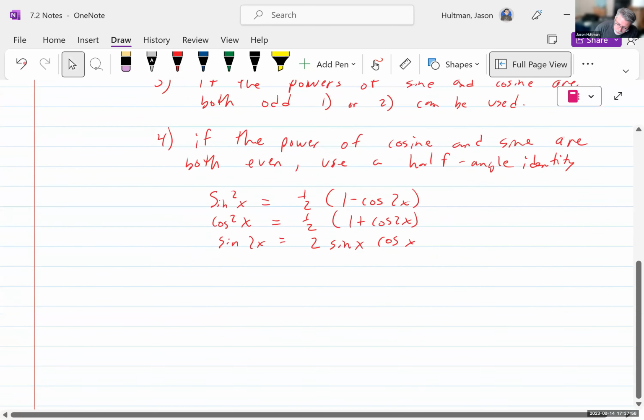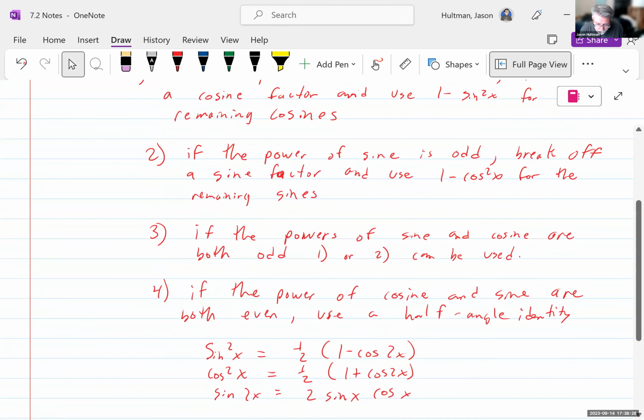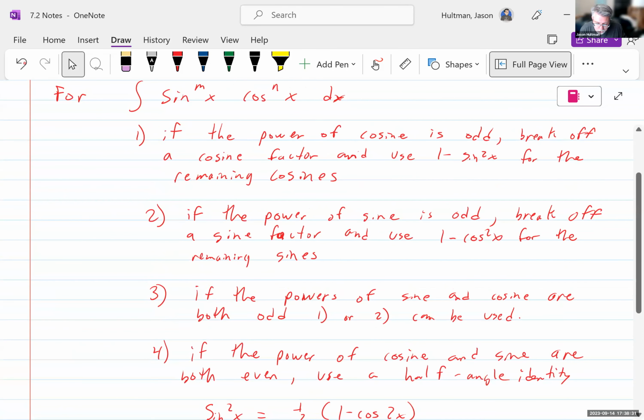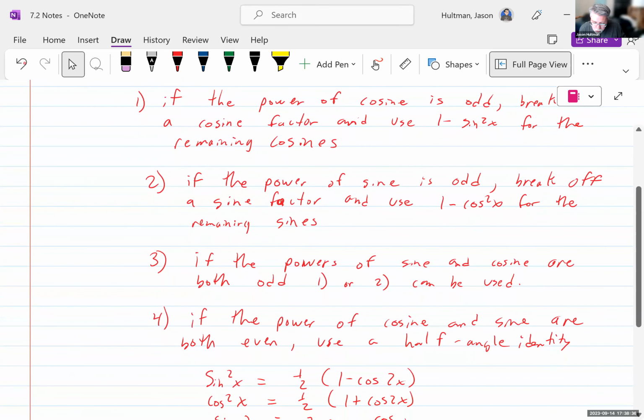Okay, let's do an example. Number 1 says evaluate the integral of cosine cubed x dx. Here cosine is odd. So what do I want to do? If cosine is odd, break off a cosine and use 1 minus sine squared for the remaining cosines.